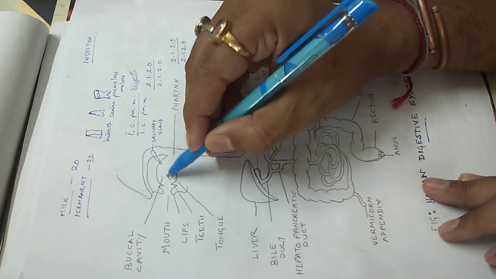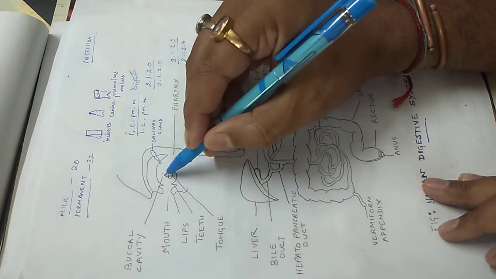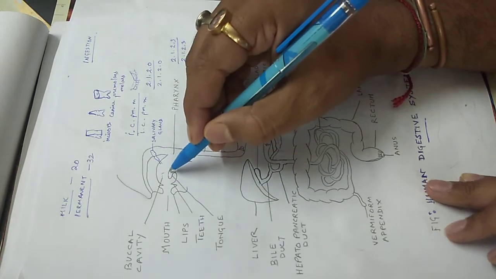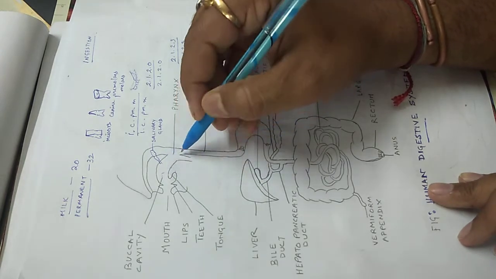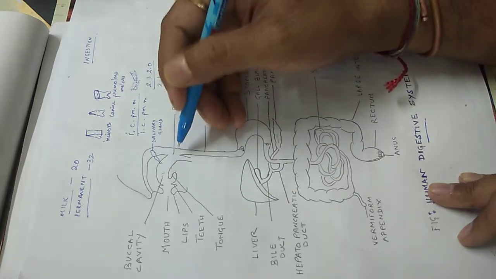Now when the food comes from here to here, that pushing of the food is done by the muscular tongue. So it helps in pushing the food deeper into our buccal cavity.